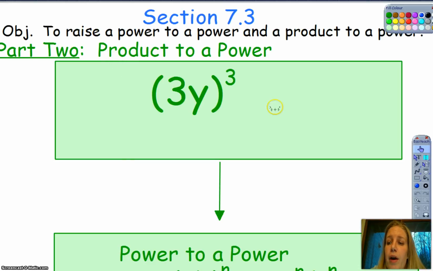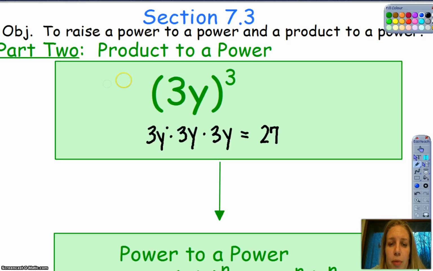Okay, so what this means here, this 3y to the third power, means 3y times 3y times 3y, which means 3 times 3 times 3. 3 times 3 is 9, times 3 is 27. And then we have y times y times y, and they all have a 1 here that we just don't write. 1, 1, 1. You could add those and you get y to the third.